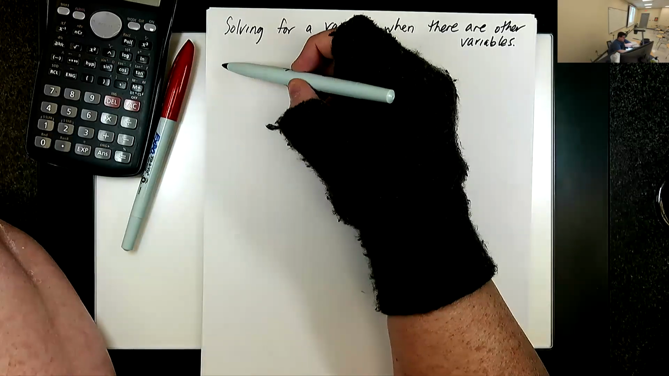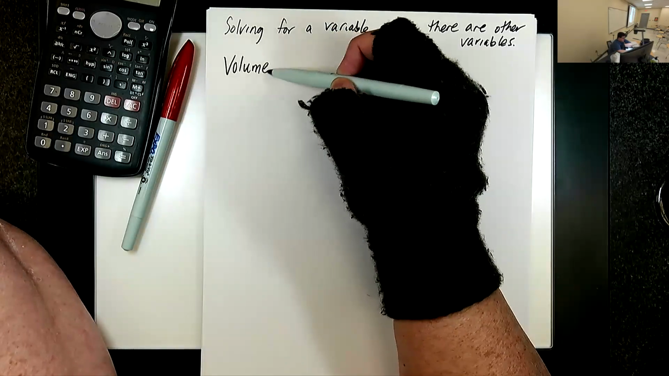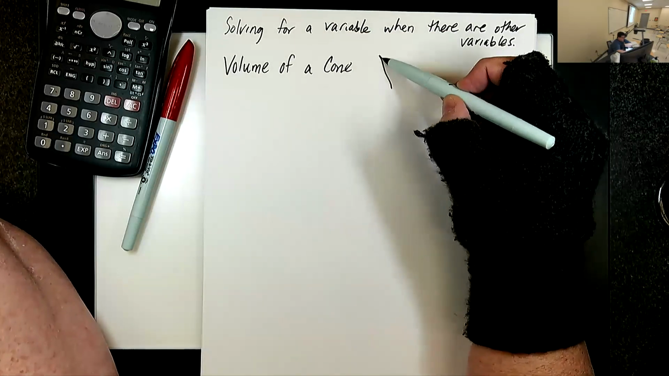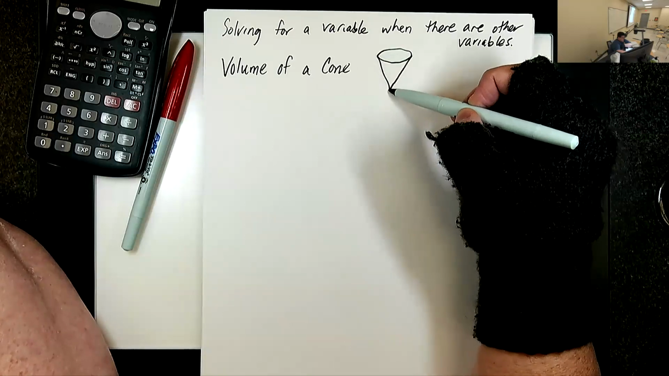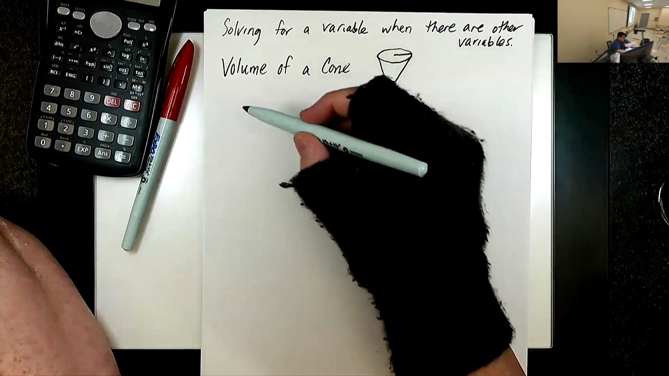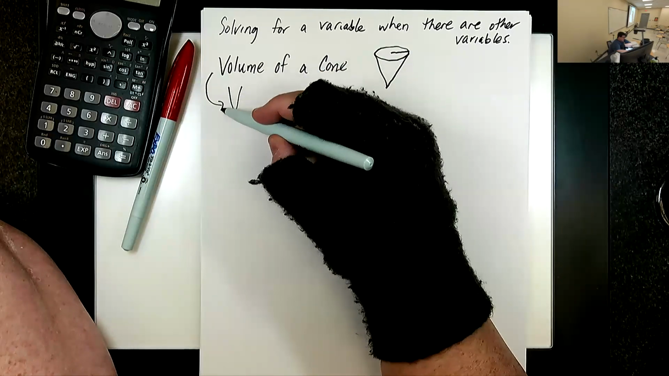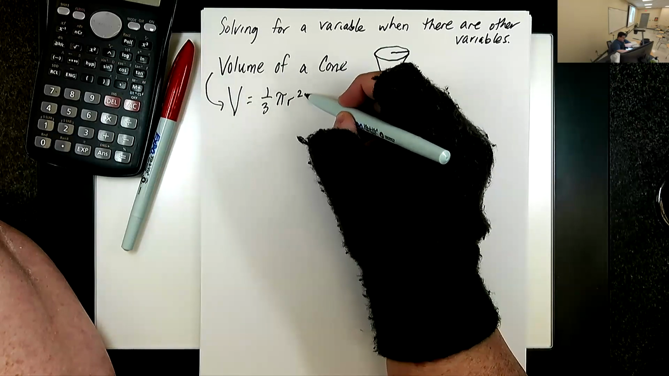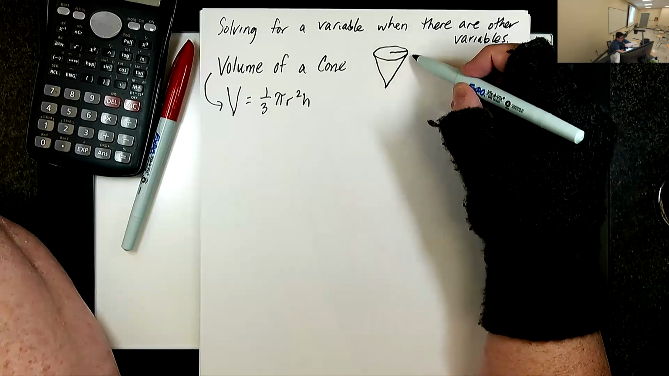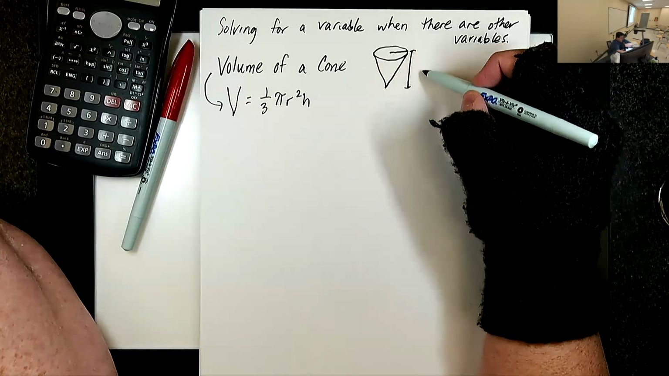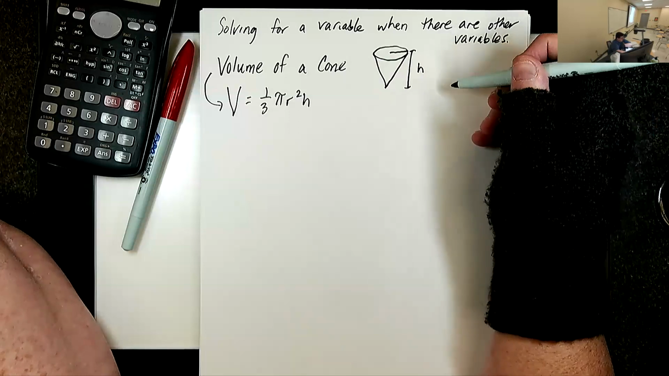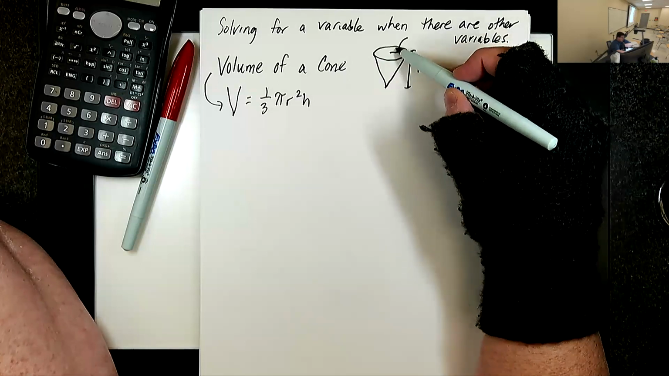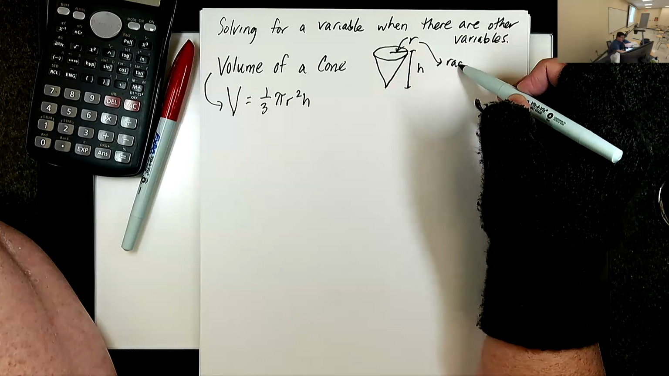For example, the volume of a cone, your good old snow cone, is V equals 1/3 pi r squared h, where h is this vertical distance from the top to the bottom of the cone. And r is the radius of the circle at the end of the cone.